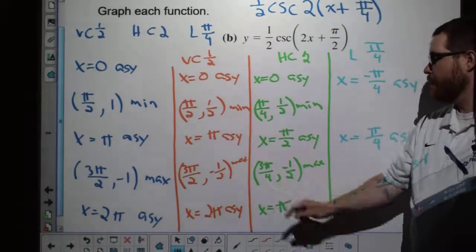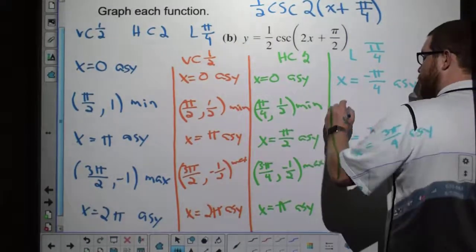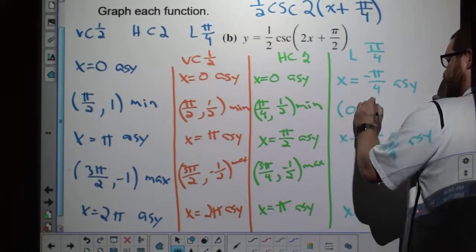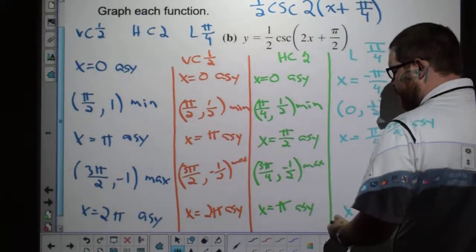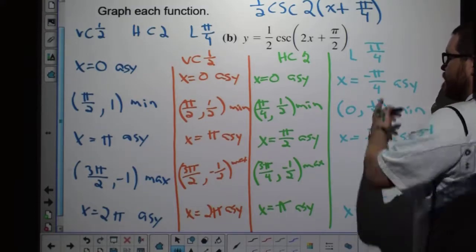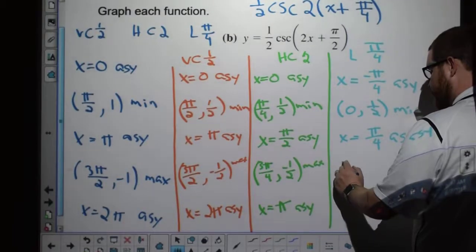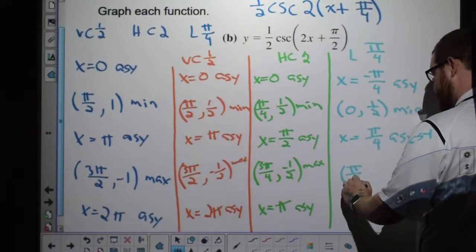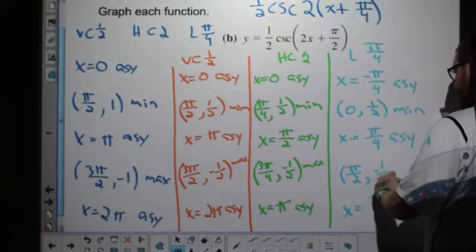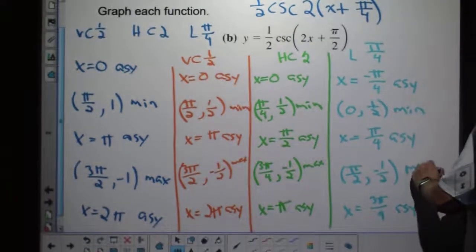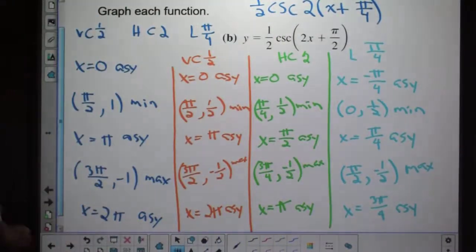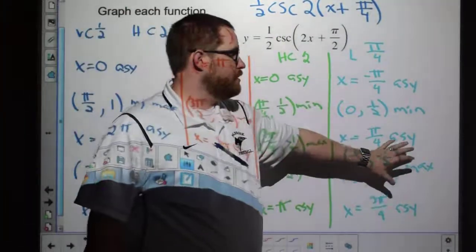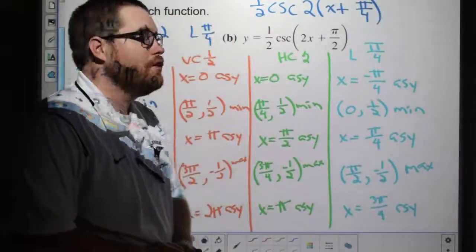Now I've got to subtract pi over 4 from each of these. Pi over 4 minus pi over 4 is 0. The y value doesn't change. 0, comma 1/2 is now my min. 3 pi over 4 minus pi over 4 is 2 pi over 4, or pi over 2, comma negative 1/2 is my max. So now I took the 5 important points from the original graph, did my 3 transformations, and now I have the 5 important things on my new graph.